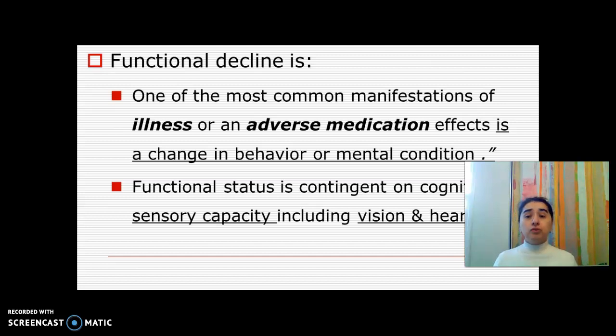Other factors that also affect functional assessment is sensory capacity such as vision and hearing.